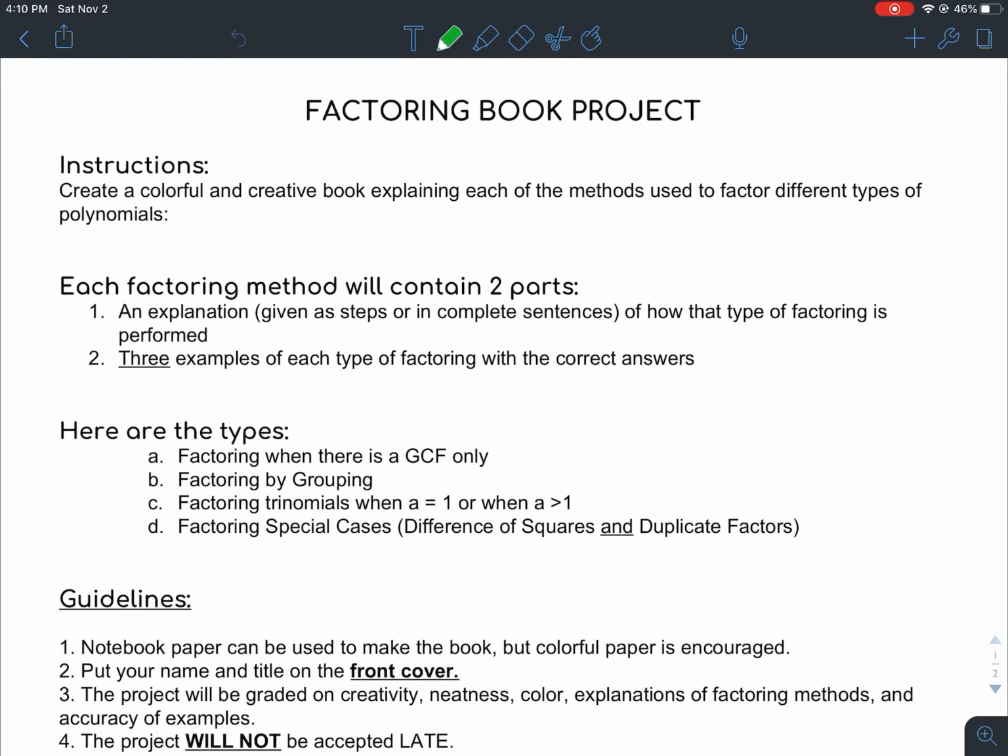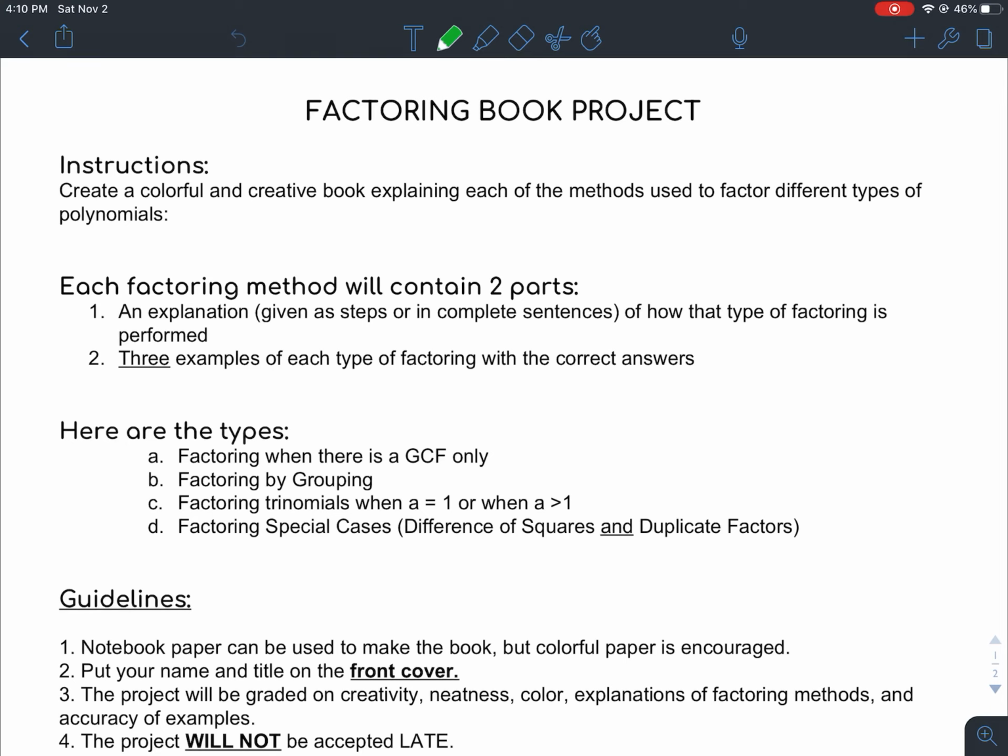So each factoring method will contain two parts. You're going to explain, either using complete sentences or steps, how that type of factoring is performed. So if you were to explain factoring when A is 1 to someone, you need to be able to put that into words or at least put it into steps for someone to understand.